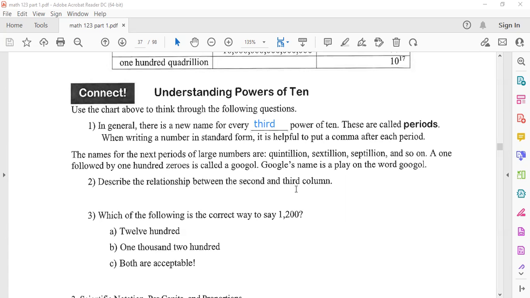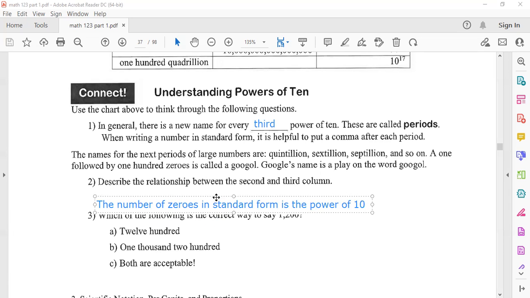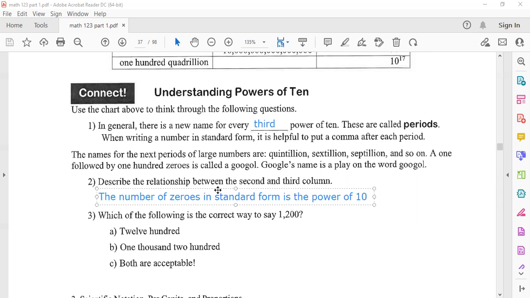The relationship between that 2nd and 3rd column above is that the number of zeros in standard form is the power of 10. So for instance, if it is 1 million, a million has 6 zeros, and it is 10 to the 6th power. And this number could be said either way, 1200 or 1200. Either way is acceptable.